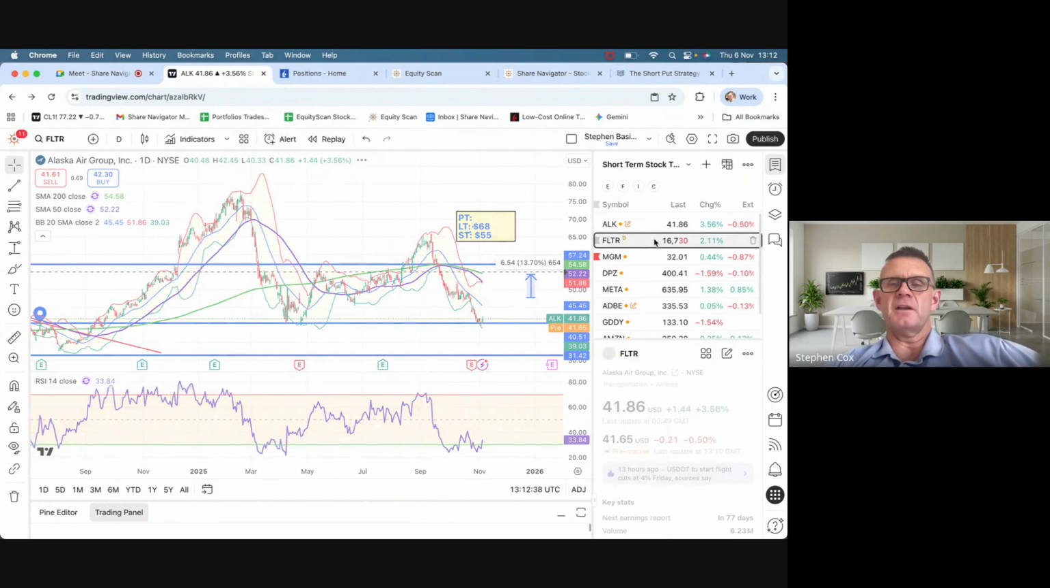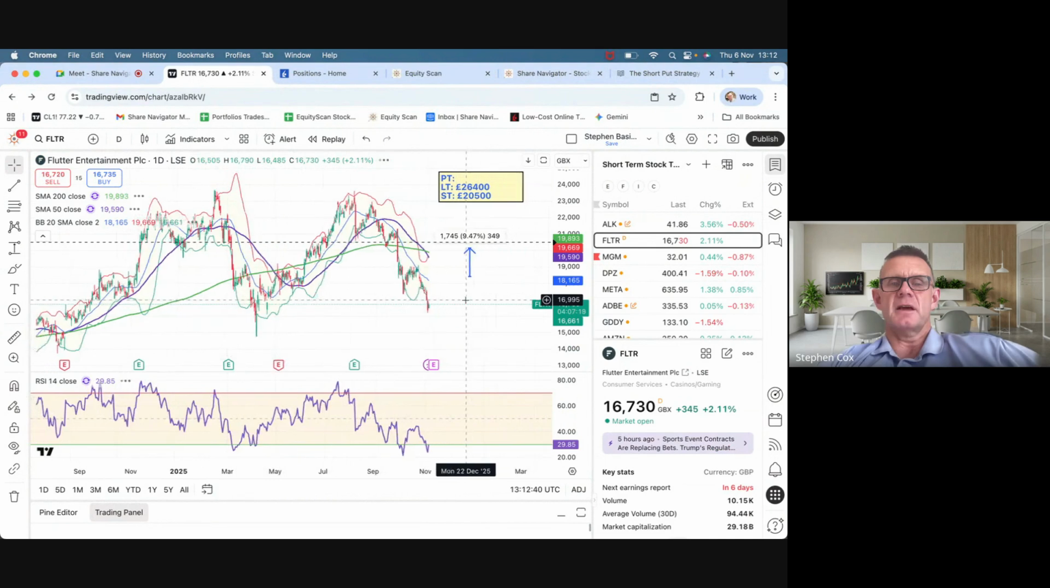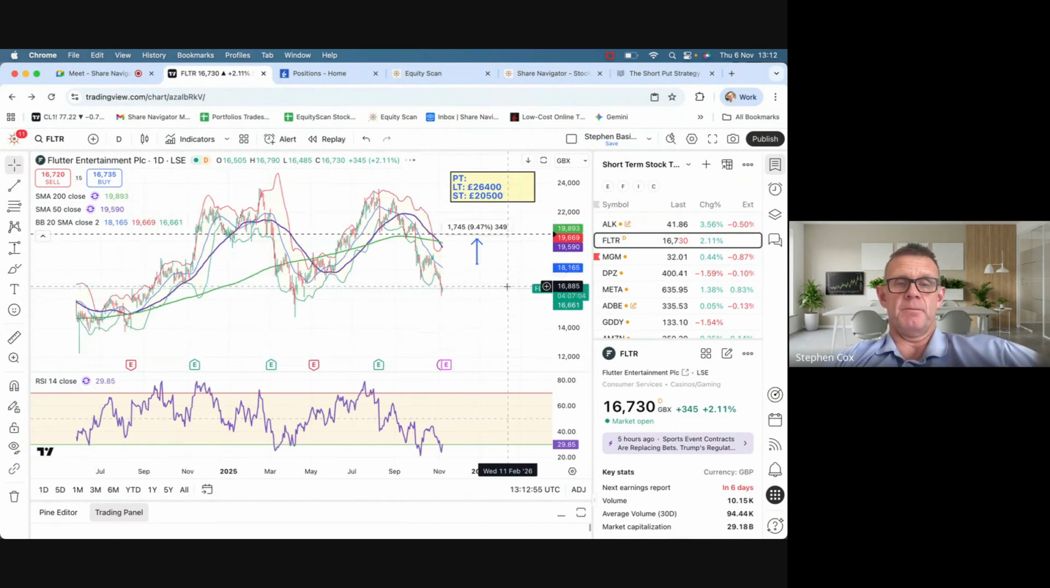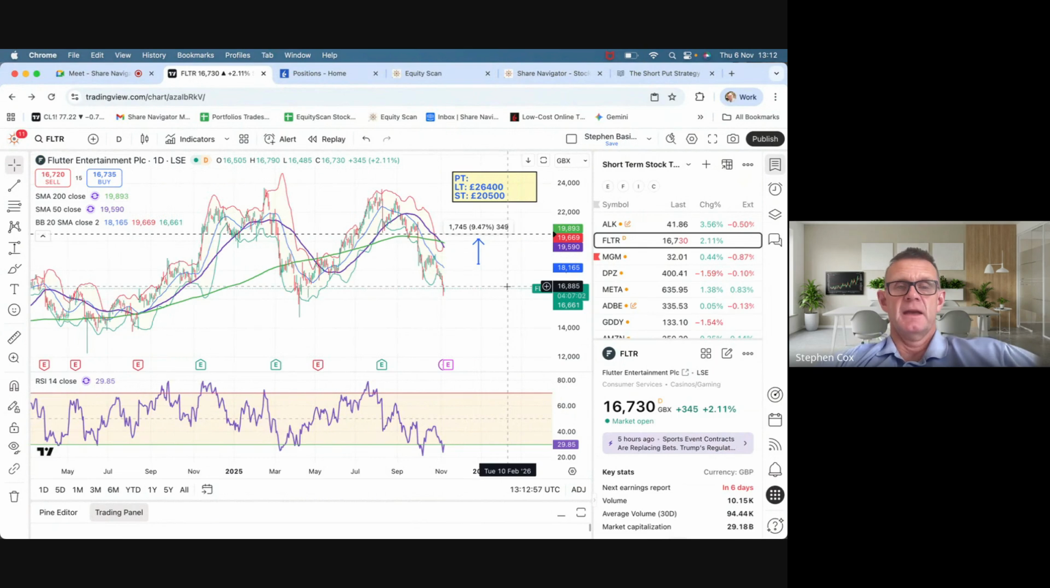And Flutter got a downgrade during the week. So there was an analyst that came out and said there's uncertainty around all of these betting stocks with tax across the globe. But again, I just hold on to Flutter. I don't see any reason for selling out of it, and it's a longer term play. I do think we'll have a go at these highs again at some stage, but it's going to take longer.